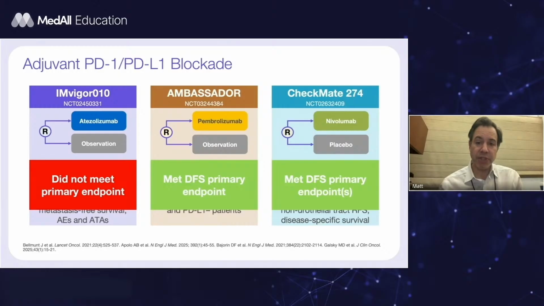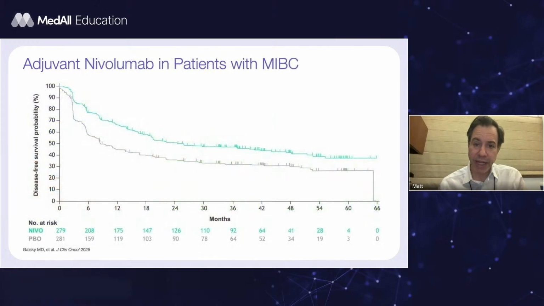Of these studies, Checkmate 274 has led to regulatory approval for adjuvant nivolumab in patients with high-risk muscle-invasive urothelial cancer after radical surgery. So let's take a closer look at that data and really think about the value proposition of adjuvant immune checkpoint blockade in an unselected patient population. So here you see the disease-free survival curve for adjuvant nivolumab versus placebo in patients with high-risk muscle-invasive urothelial cancer after radical resection. And you can see some really important points here by just inspecting these curves.